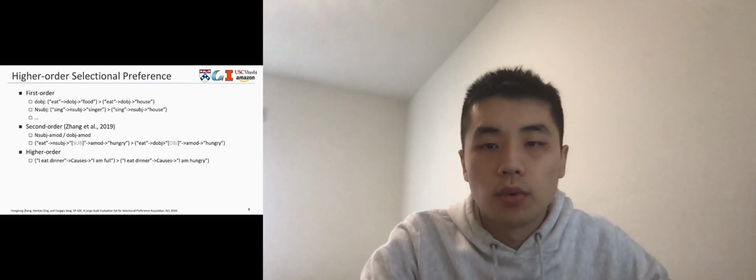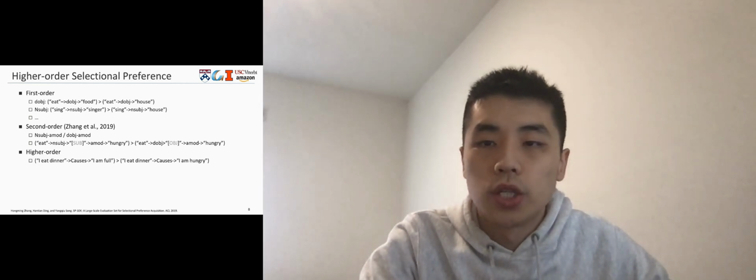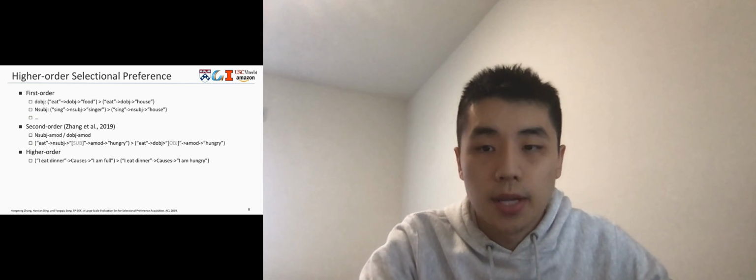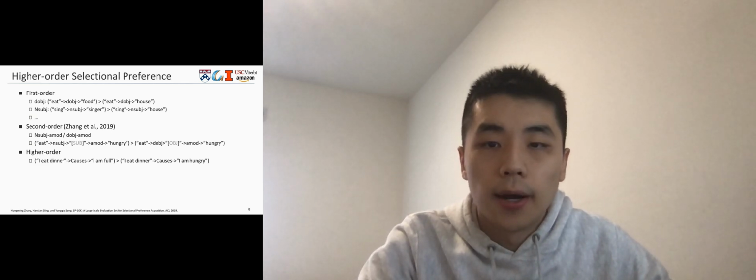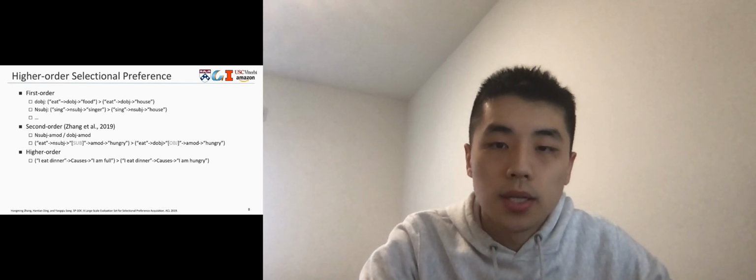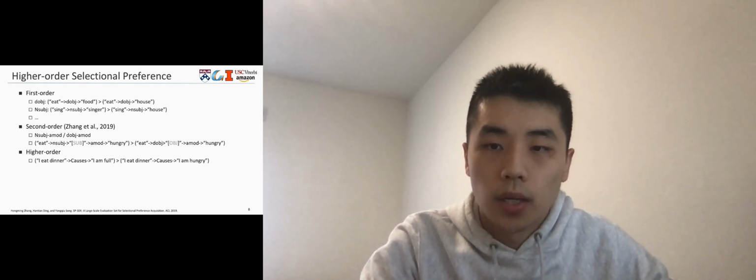If we further extend, we will get the higher order selectional preference, which describes the common sense knowledge about complex relations between events or states. Like eating dinner may cause a person to be full rather than hungry. We call it higher order because really the semantic unit here is the eventualities rather than the words.